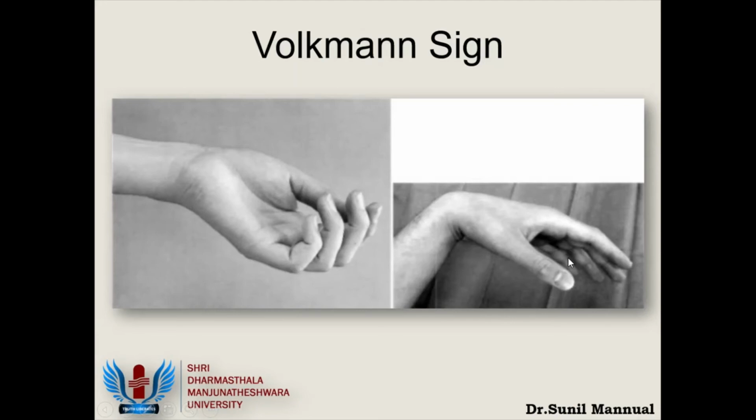It indicates that his joints are normal, but his muscle is contracted somewhere higher up, and it's a classic sign of Volkmann's ischemic contracture. And this Volkmann's ischemic contracture is secondary to a condition called compartment syndrome. So this whole sign is called a Volkmann's sign.